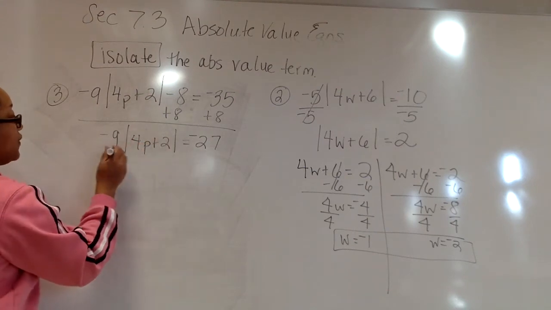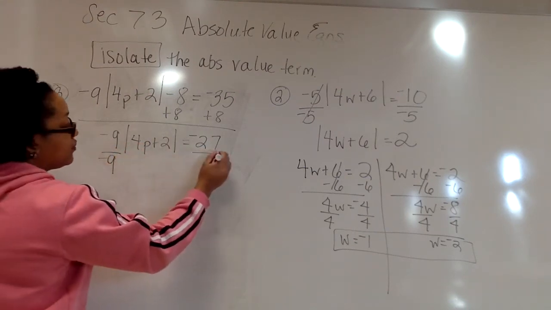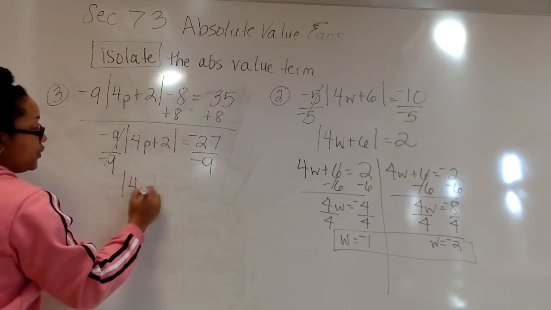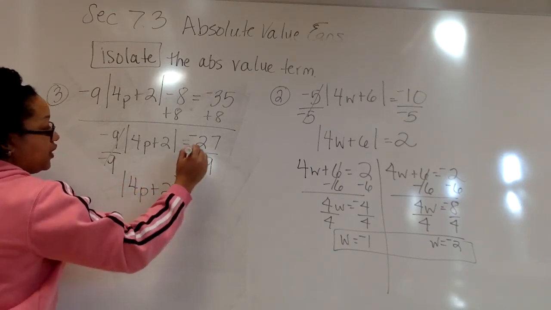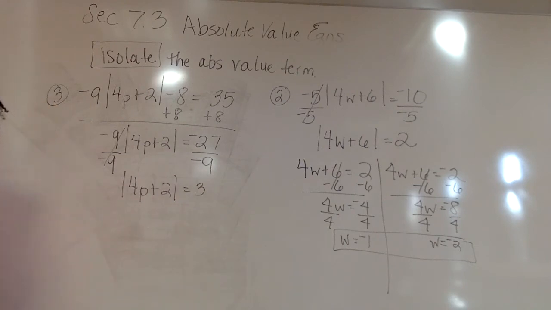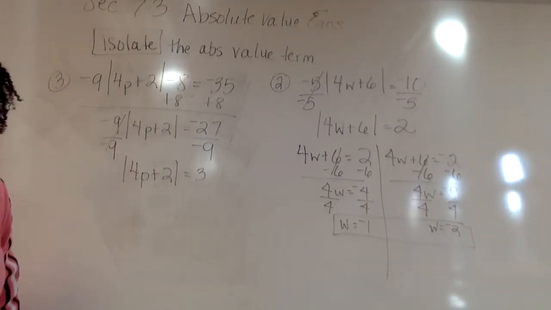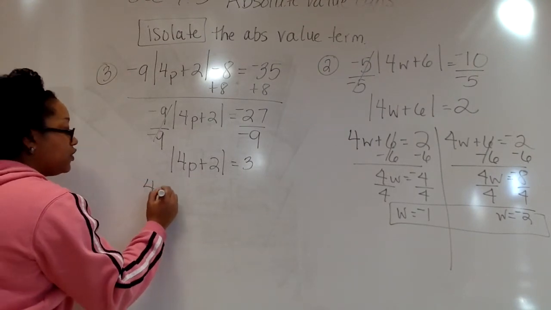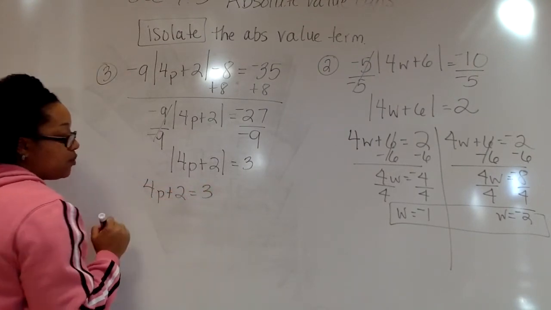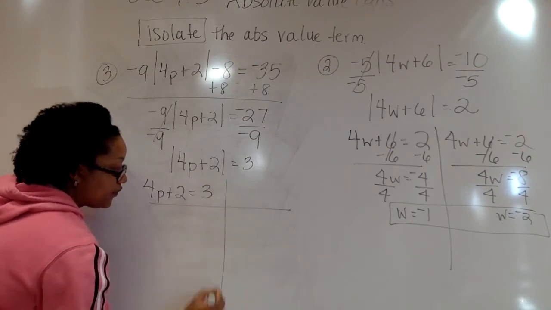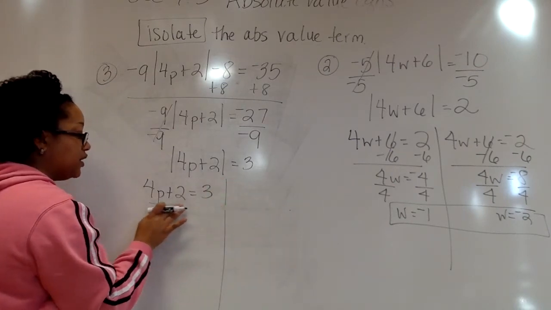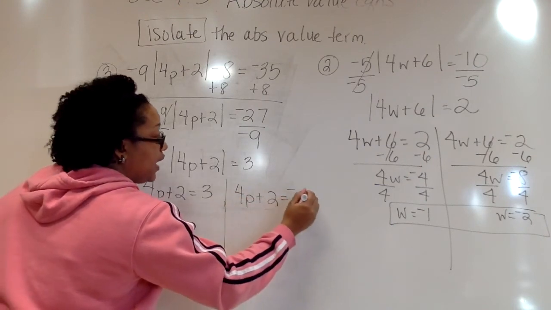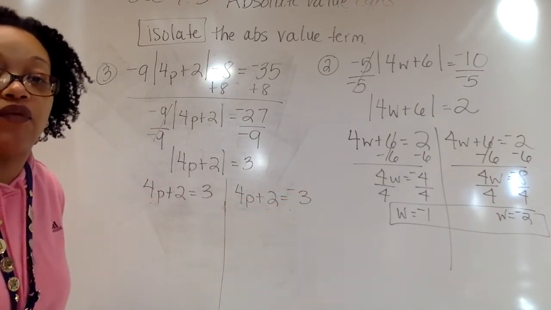Divide both sides by negative 9. My 9's cancel. I'm left with the absolute value term is equal to positive 3. Now, the negatives went away, didn't they? So we keep on going. 4p plus 2, you set equal to your positive 3. And then 4p plus 2 equals negative 3, and then you solve for both.